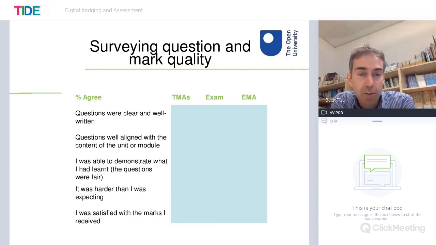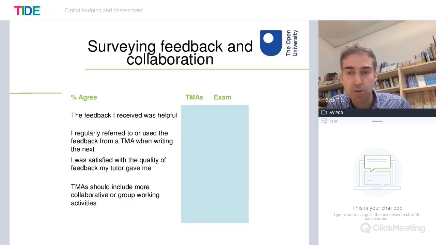Did the learner feel they were able to demonstrate what they had learned, i.e. that the questions were fair? Did the learner feel that the questions were harder than those that they were expecting? And were they satisfied with the marks they received? So we have a whole bank of these questions, and we've done quite a lot of analysis across these to discover new insight into how learners experience assessment.